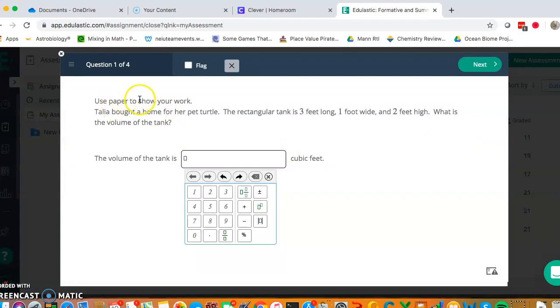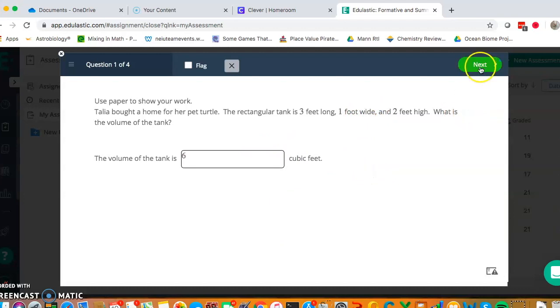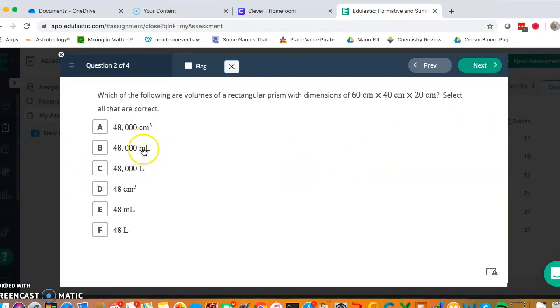Use a paper to show your work. This person's bought a pet turtle. This is just a matter of computing the numbers 3, 1, and 2. 3 times 1 is 3, times 2 is 6. So this next problem, I've got to find the rectangular prism volume. So I can go ahead and compute these numbers, which will give me 48,000 centimeters. Now I've got to choose a next possible solution, and this is where it comes in useful to know that 1 centimeter cubed is the same as 1 milliliter. So these are the same.